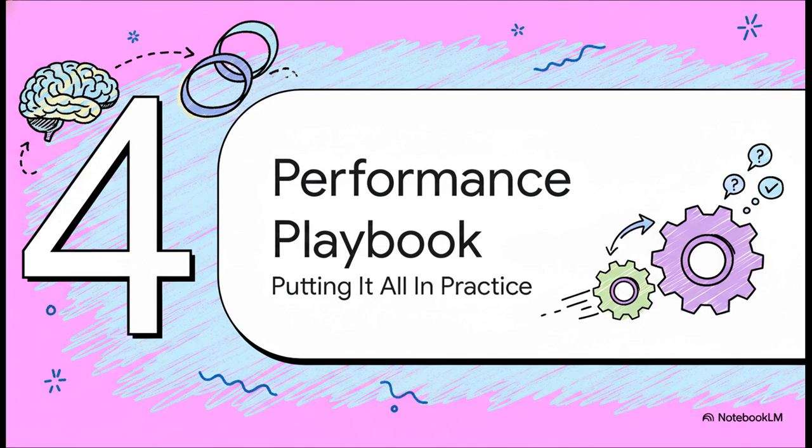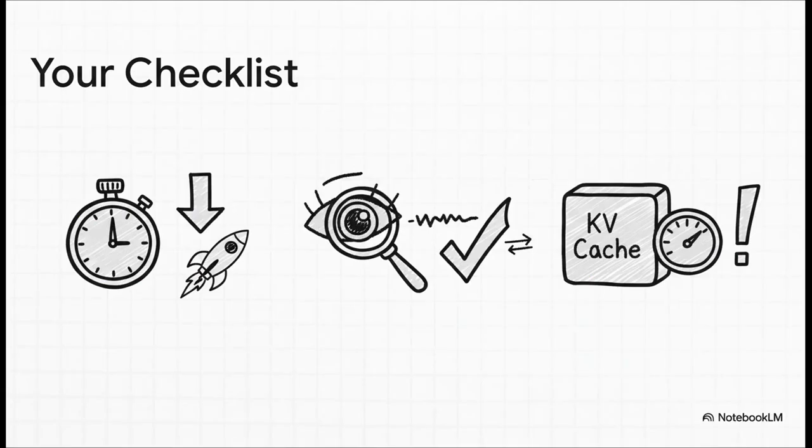Okay, let's build your performance playbook. The key is to be really systematic about it. First, always benchmark your performance. You have to prove you're actually getting that speed boost you're looking for, right? Second, you have to constantly check your output quality to catch any early signs of that quality drift we were just talking about. And finally, keep a close eye on your memory usage. That KV cache is amazing, but it can get really big and actually become its own problem if you let it run wild.